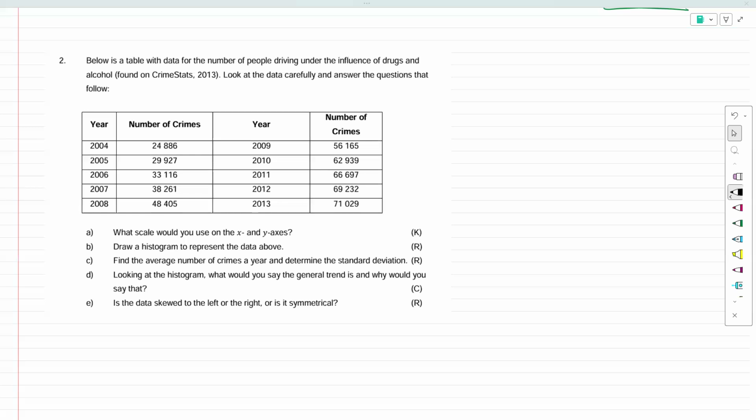So for the x-axis, I would 100% definitely use the years here, because that's what needs to go on the x-axis. But the scale they want, what scale would you use? Maybe 2 centimeters if I could. Let's see, 2, 4, 6, 8, 10, 12, 14, 16, 18, 20. Yeah, okay, 2 centimeters is realistic. 2 centimeters between each year.